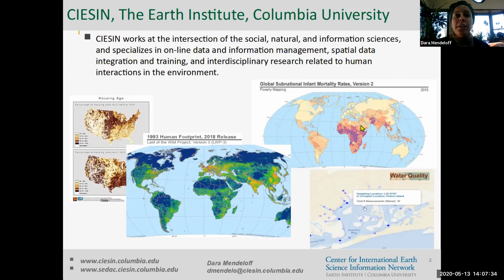On the top right here, we have the subnational infant mortality rate data set, which is looking at infant mortality rate. And that can be a proxy for an indicator of health, an indicator of poverty. So that's an important data set. Also, we explore things like water quality, which I'll talk to you more about in just a moment.